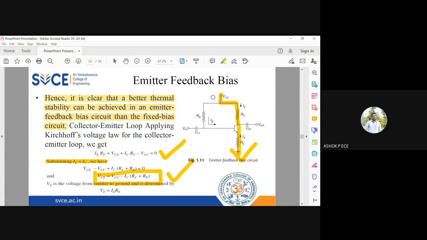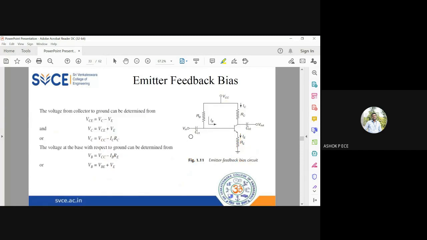So this is the collector current expression from the KVL at the output side of your biasing circuit. When you add a resistance RE, the equations will slightly change. You have to account for the inclusion of RE in your circuit. And for the voltages, VCE means VC minus VE. VBE means VB minus VE.